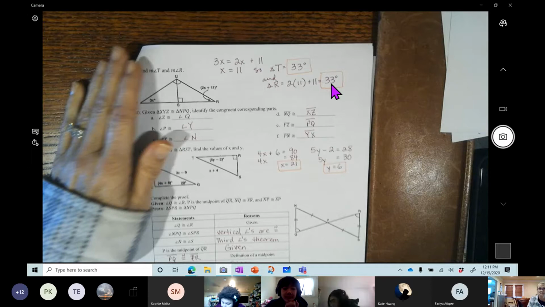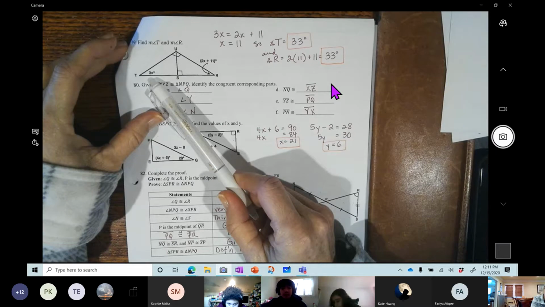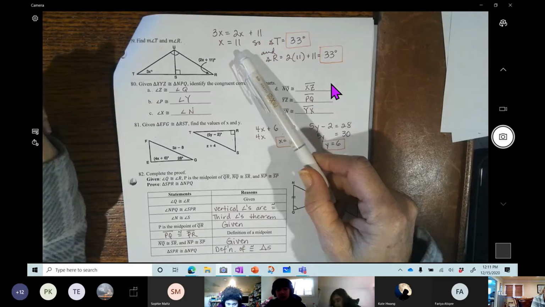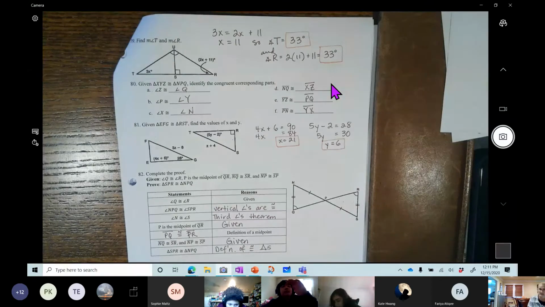Now we're moving on to the next one up here, 79. Again, I have two triangles that are congruent, and I set 3x equal 2x plus 11. Then once I got x equals 11, I plugged them in, and I both got 33. One thing specifically about number 80 I wanted to point out.